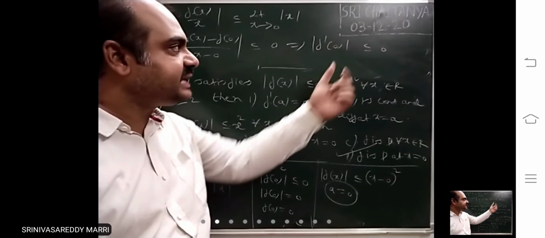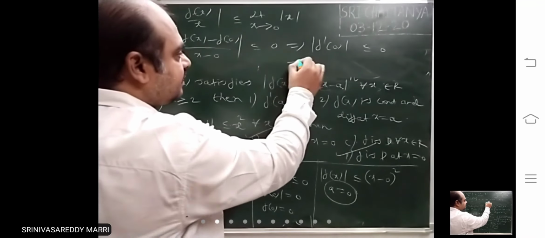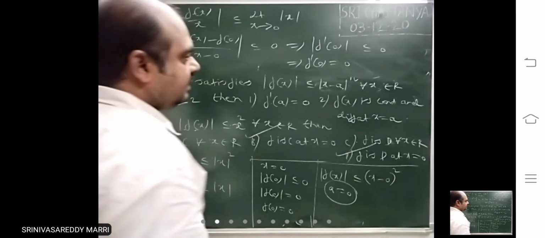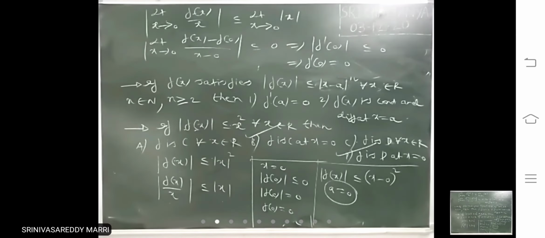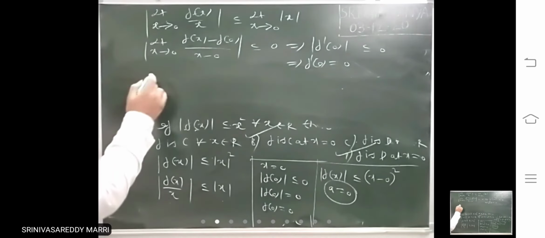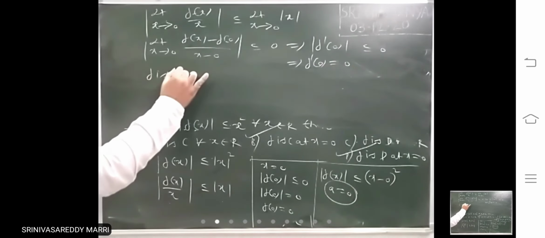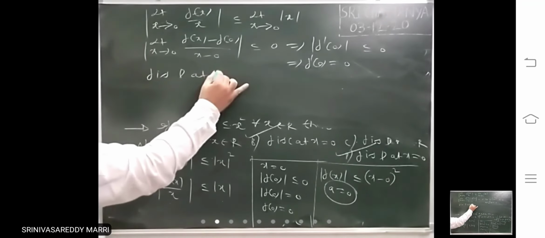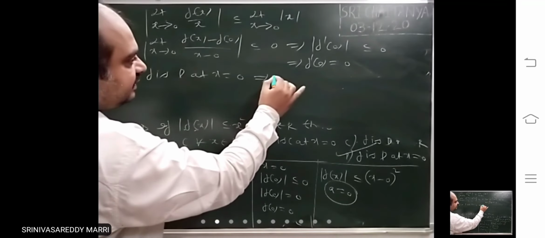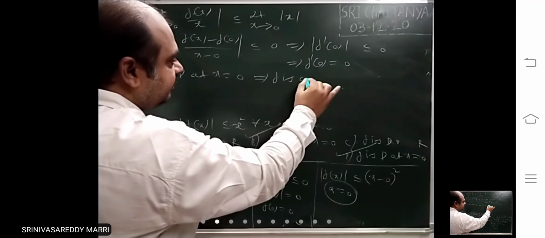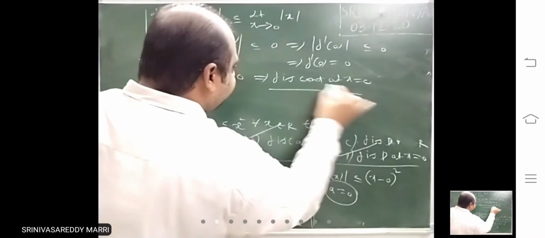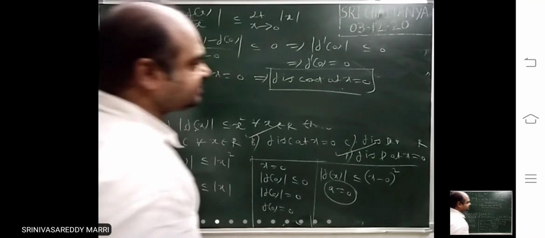But modulus cannot be negative. That implies what? f'(0) equals 0. That means the derivative exists, so f is differentiable at x equal to 0. If it is differentiable, f is continuous, obviously. If the derivative exists, it is continuous.